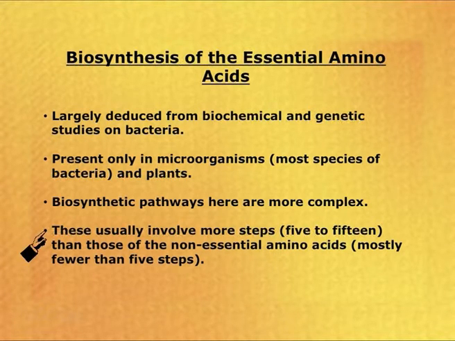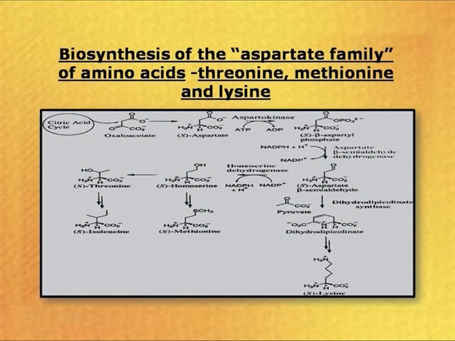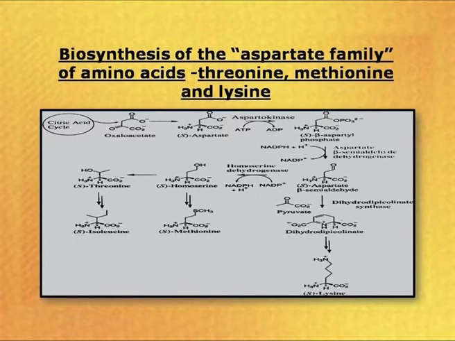Now, first of all, we will have a look into the aspartate family of essential amino acids, which means that all these groups of amino acids are generated starting from aspartate. These groups of amino acids are threonine, methionine and lysine. In this particular slide, we can see the synthesis of these 3 amino acids starting from aspartate.